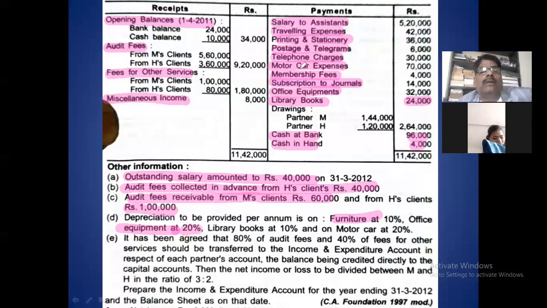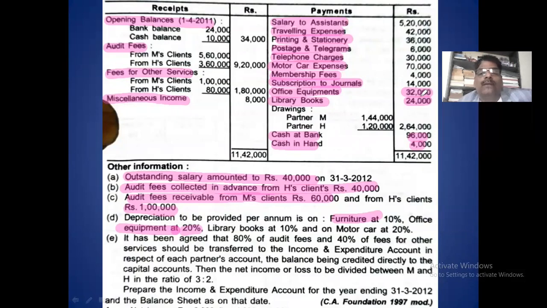And here in the receipts and payments, equipment is there. Equipment is 32,000. You remember, on this 32,000 you take 10% for half a year, not full, because it was purchased in the middle of the year. On this purchase, you calculate half year depreciation. That means 10% of 32,000 is 3,200, which is 1 year depreciation; half you take, that is 1,600.